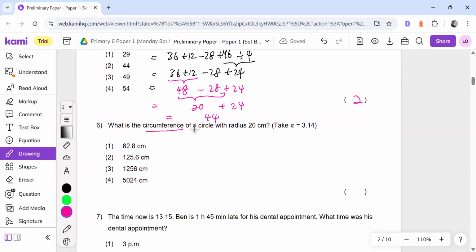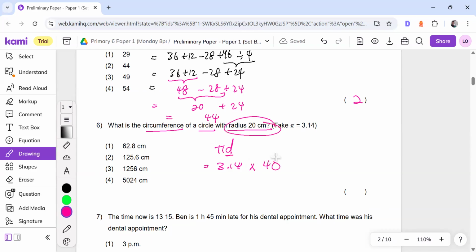What is a circumference? Circumference means pi d. And if it's a full circle, then pi d. If it's a quadrant, put the 1/4 in front. Okay, with a radius of 20 cm. So pi d, pi is 3.14 times diameter. Diameter is what? Take the radius times 2, and you get 40.